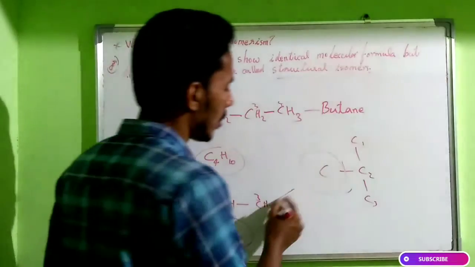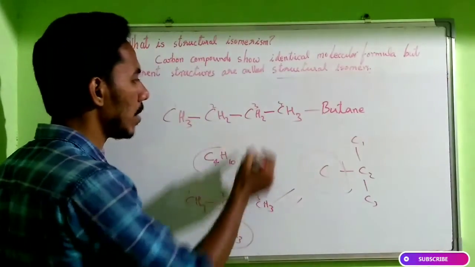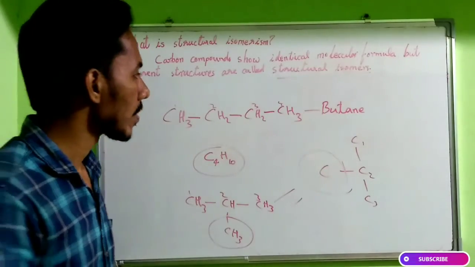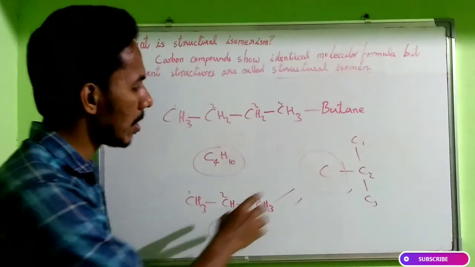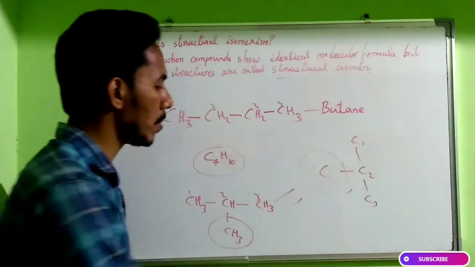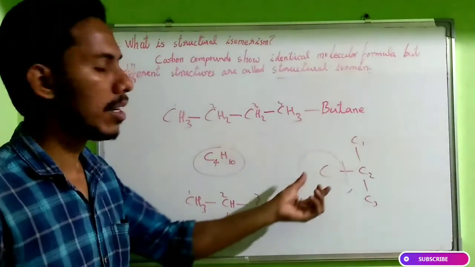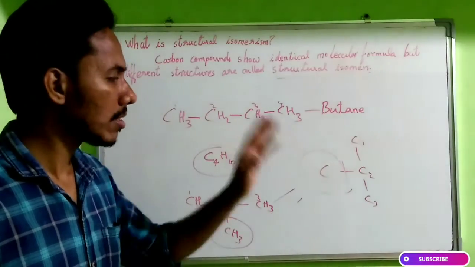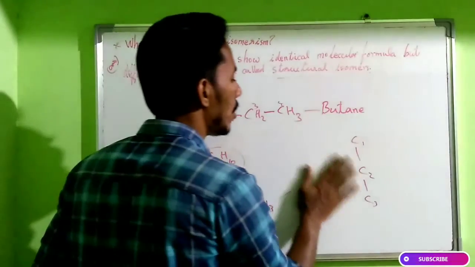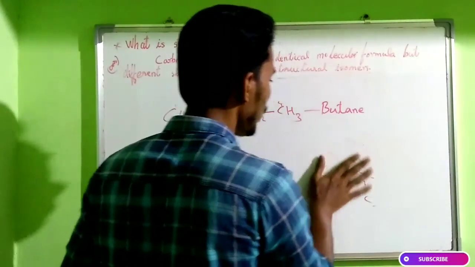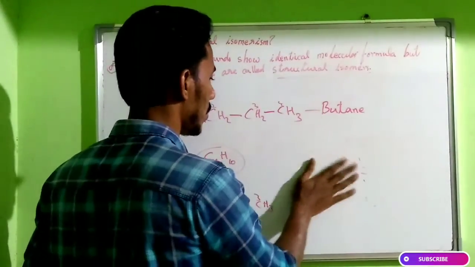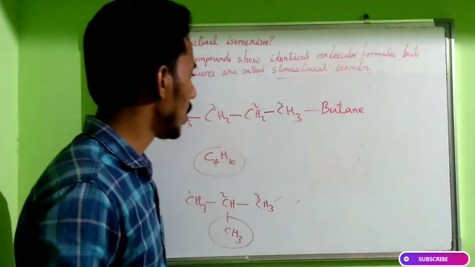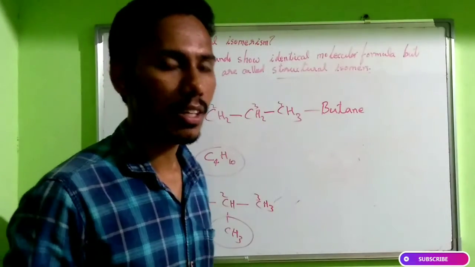These are equal, but these are not equal. These are structural isomers. There is a difference. You have to note it. These are structural isomers, but this is the same. This is equal, the same, so you need not draw it. These two are structural isomers. These are the same, so you need not draw like this.